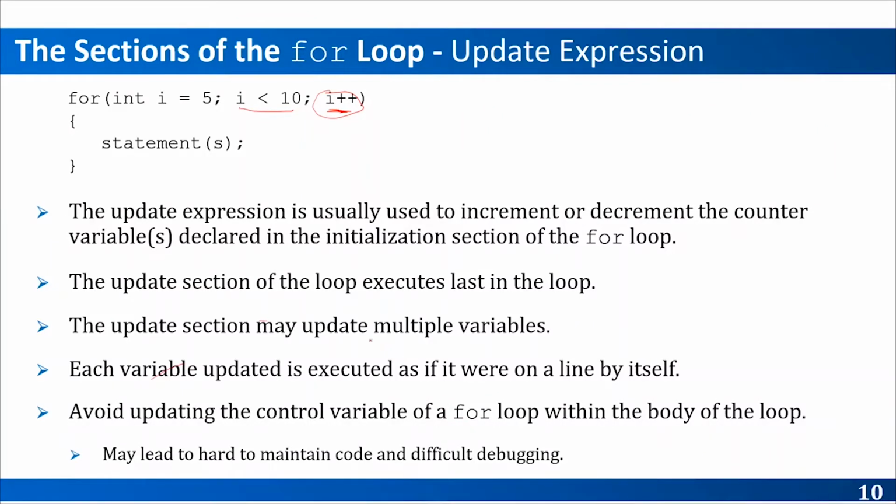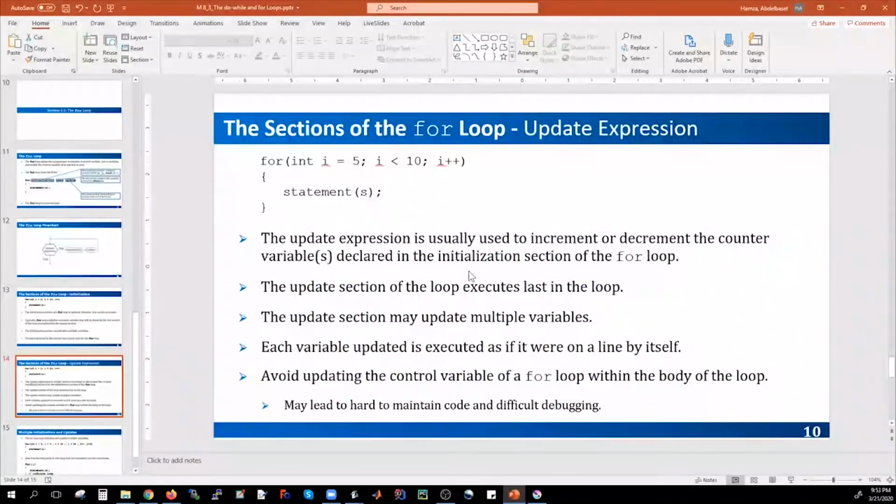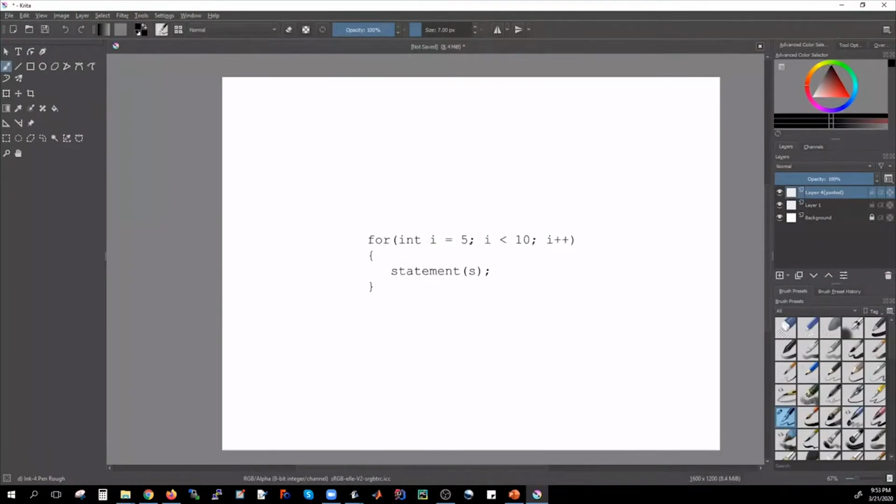Now, let me go back and show you a for loop and discuss a couple of things related to how it works. Why a for loop is a pre-test. What do you mean by the update section executes last in the loop? All right. All of this will be more clear in an example here that we will have.